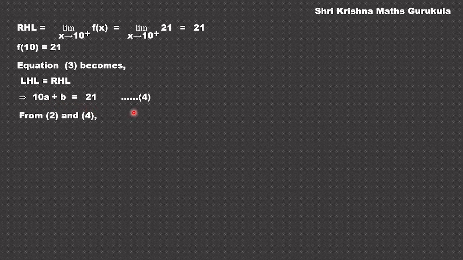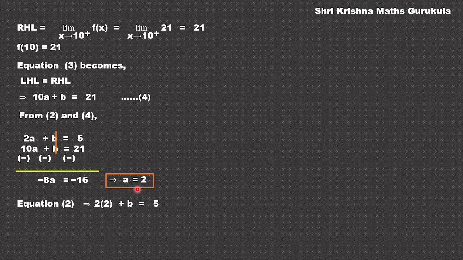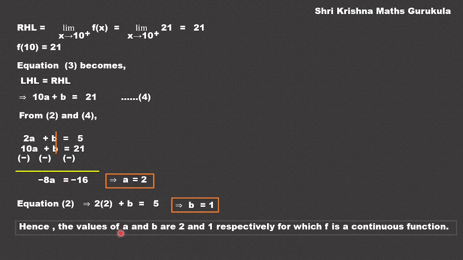We had already got a linear equation and this is another linear equation. We will solve equations 2 and 4. When you solve the equations, b gets cancelled and we get the value of a to be 2. Substituting the value of a in equation 2, we get the value of b as 1. So the values of a and b are 2 and 1 respectively, for which the function is continuous. The function is continuous when a takes the value 2 and b takes the value 1.